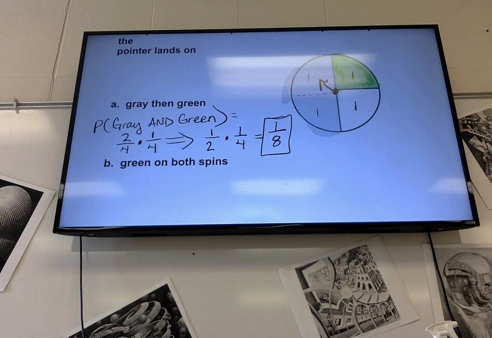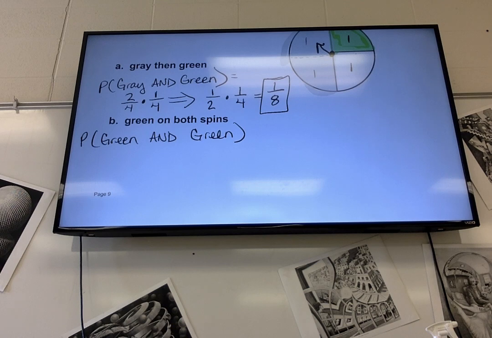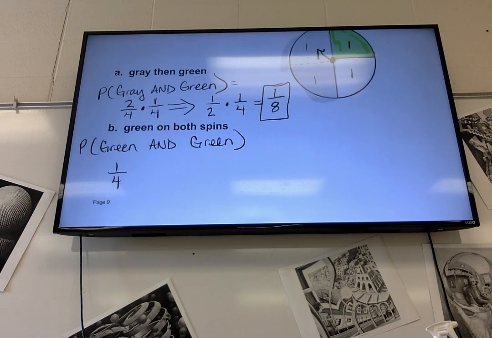Okay, green on both spins. So probability of green and green. So Alexia, what's the probability that you spin it and you get a green? 1 out of 4. And then Arthur, what's the probability that you spin it again and you get a green? 1 out of 4. It's still 1 out of 4, that's right. And it's the and problem, so we multiply them together.